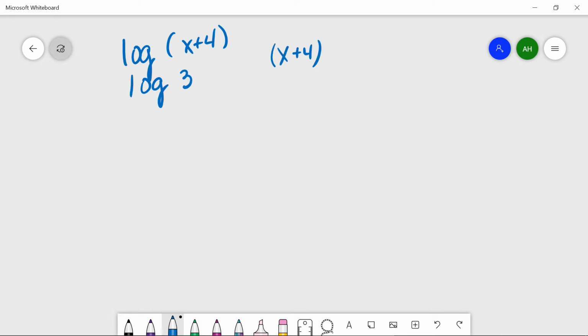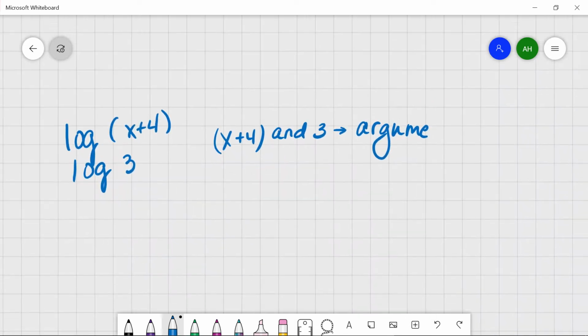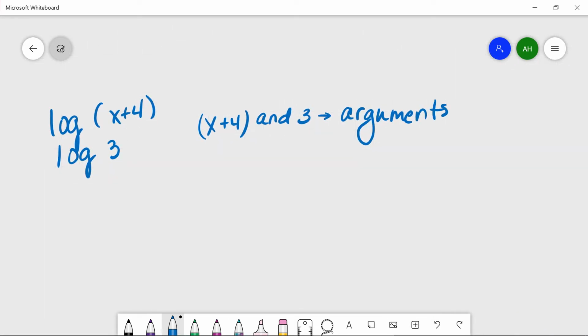Say, let's get rid of the highlighter from last time. All right, so we're going to have log x plus 4 and say log 3. Okay, well, the x plus 4 and the 3 are what we call arguments. Okay, so these are going to be arguments.